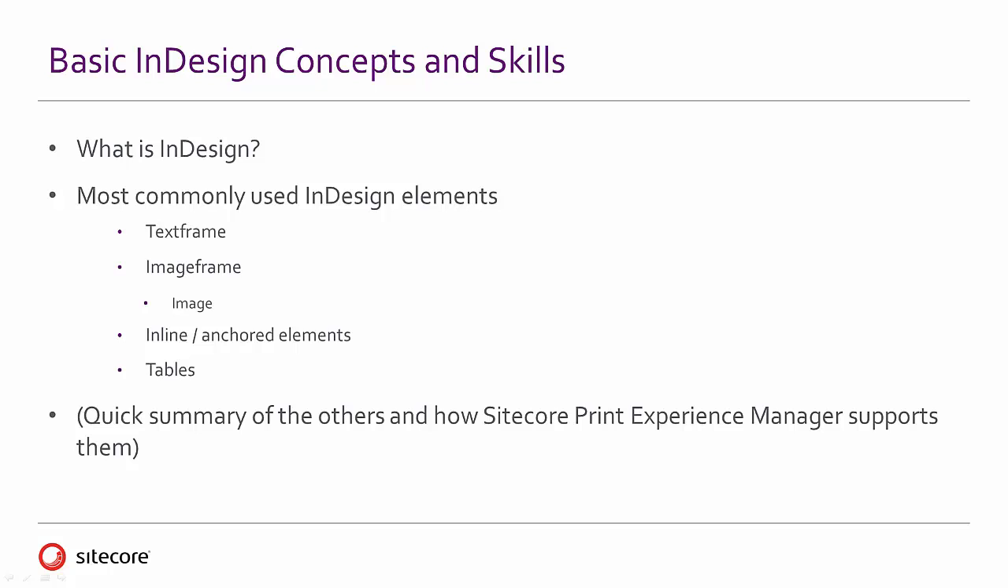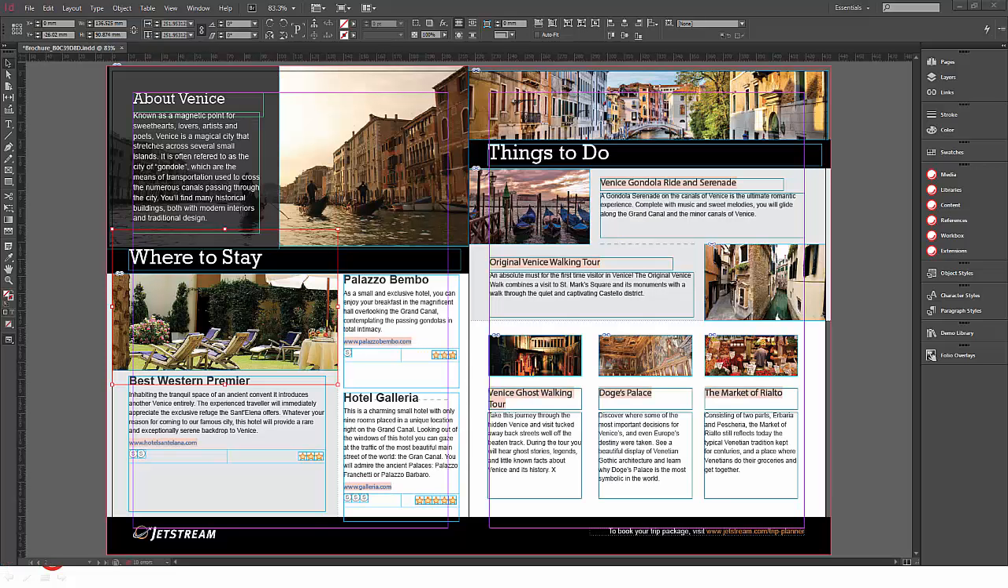Lastly is inline and anchored elements. These are basically ways to do relative text placement within a text frame of other text frames. Lastly, we'll look at tables, and then we'll look at some of the other InDesign elements that Print Experience Manager also supports within Sitecore. So if we look back here at our document, we can start experimenting and looking at how some of these are used.